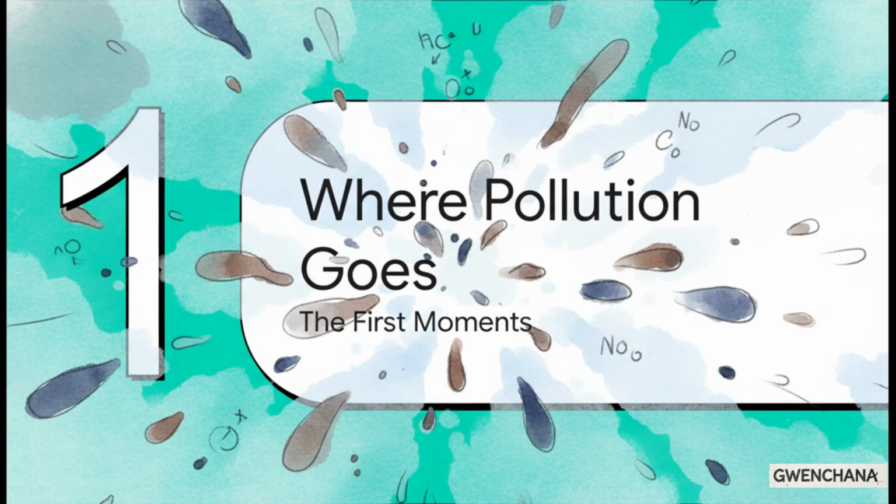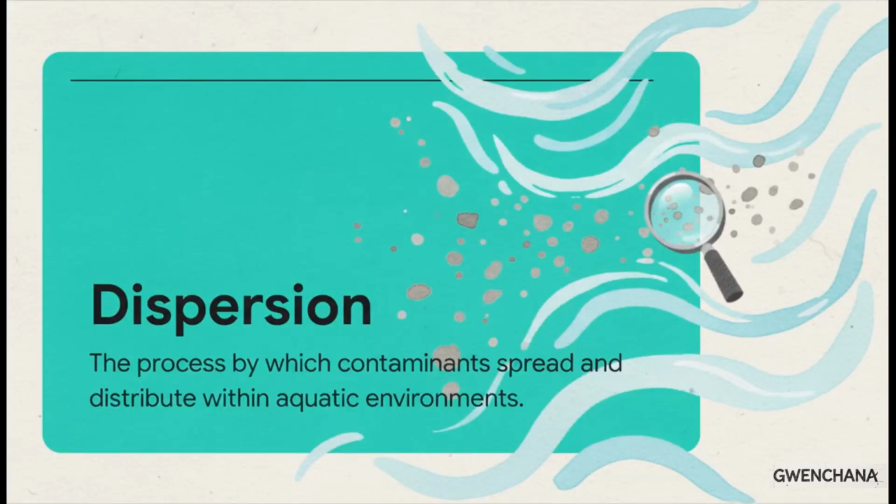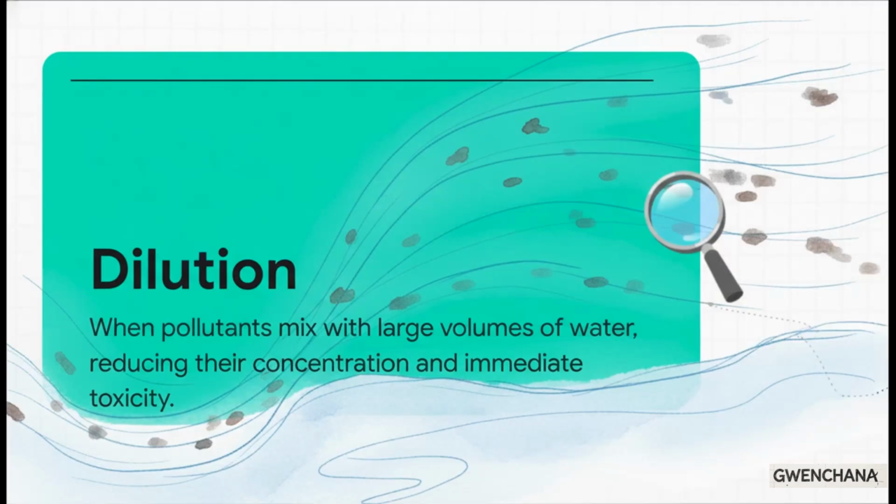Okay, so our journey begins right at the start. I'm talking about the first few seconds, the first few moments after a pollutant splashes into the water. What happens right then and there? So there's a big picture term for this whole thing. It's called dispersion. And it's not just one thing happening. It's kind of the umbrella term for how these contaminants start to spread out and begin their big journey through the water. And the very first thing that happens is dilution.